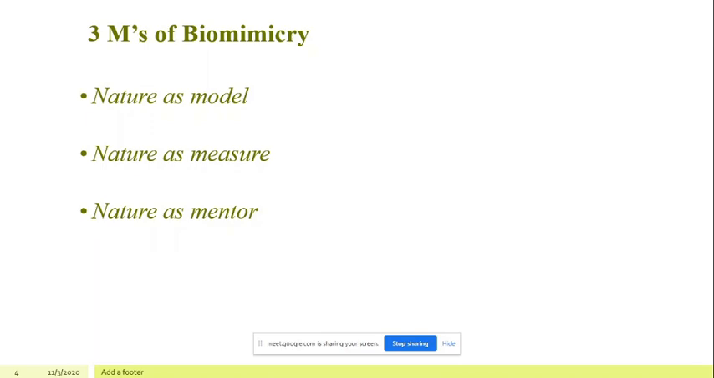Second is nature as a measure. Nature as a measure to judge the correctness of our innovation, because after 3.8 billion years of evolution, nature has learned what works, what is appropriate, and what lasts. Thirdly, nature as a mentor. We all have a mentor in our lives who knows the solution to every problem. Similarly, we should consider nature as a mentor to solve all the design problems.